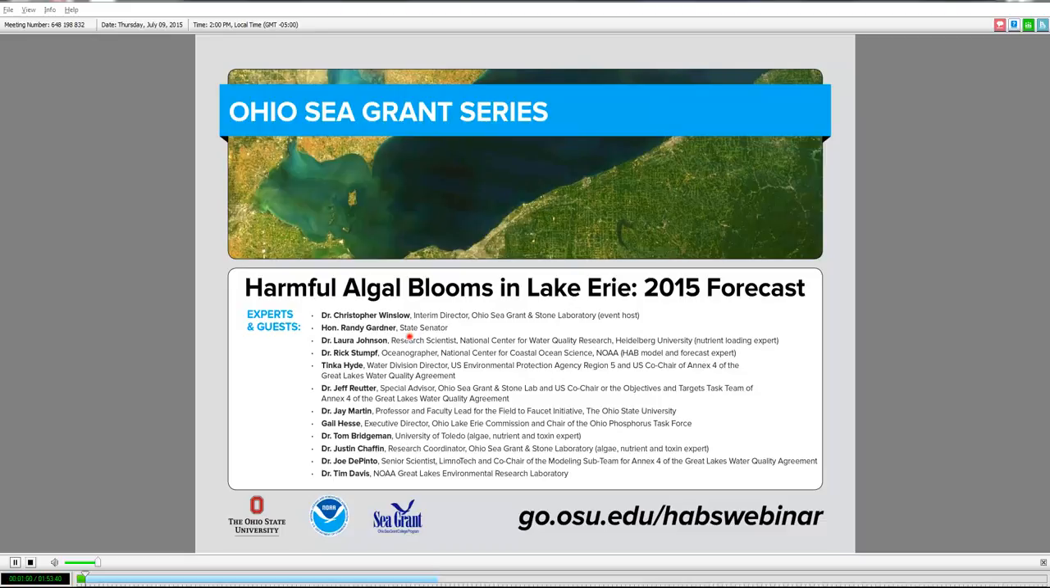You will see basically 7 different speakers. We're trying to keep those 7 speakers to just around an hour as far as the different topics we'll discuss. And then after that hour, we're going to open up for Q&A from online. At this point, I'd like to turn over the introduction of the speakers to the previous director of Ohio Sea Grant and OSU Stone Laboratory, Dr. Jeff Reuter.